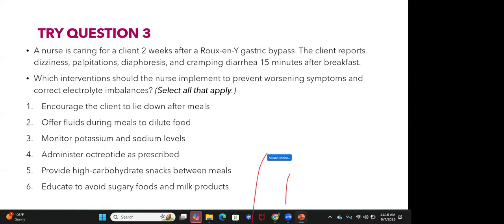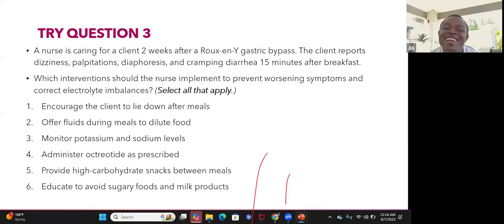Some of us don't know what the octreotide is. Don't worry, we get to know today. And mind you, everybody is going to meet one kind of unfamiliar drug on the Nclex. But all is well, you'll still get it. So let us choose together.